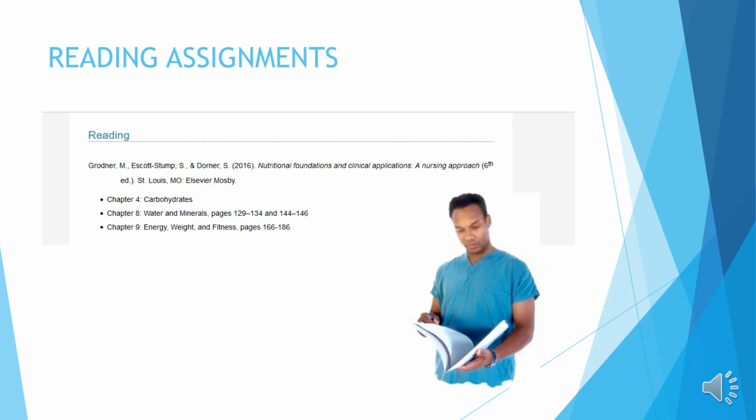Your reading assignments this week include 3 chapters. All of Chapter 4, which covers our carbohydrates. In Chapter 8, which goes over water and minerals, for this unit you want to focus on pages 129 to 134, and then 144 to 146. In Chapter 9, which goes over energy, weight, and fitness, I want you to focus strictly on pages 166 to 186.